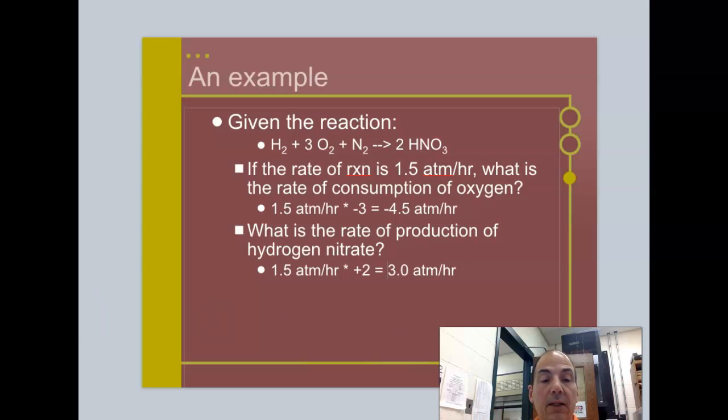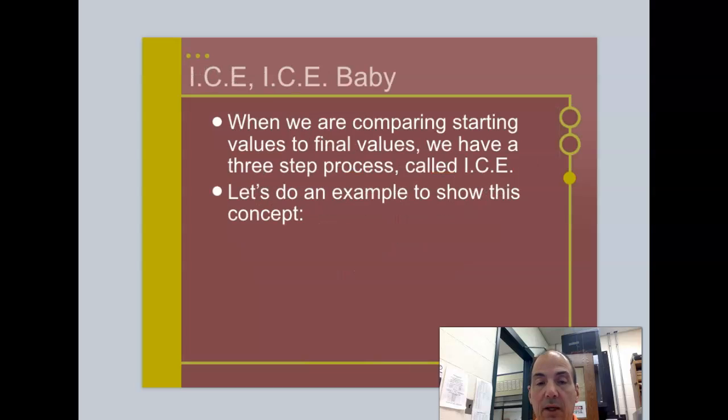All right, that leads us into the idea of ice tables. I'm going to talk about that real briefly before I wrap up this video. When we were doing limiting and excess, we had to figure out how much of the excess reactant was left over. We were doing this idea of ice tables way back then. In an ice table, the I stands for initial, C stands for change, E stands for end. Keep in mind, as we're doing this rate stuff, we're talking about change over time. So this change is related to the rate of the reaction, and we're going to incorporate that along the way here.